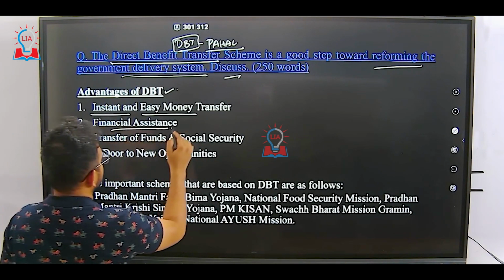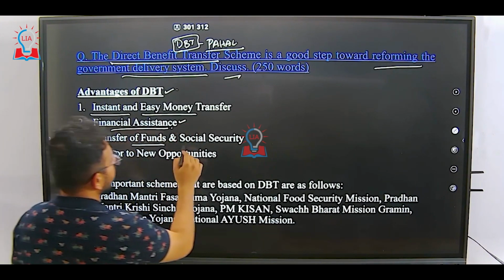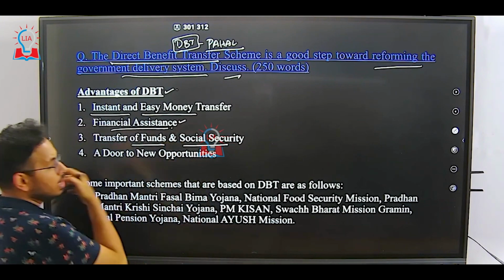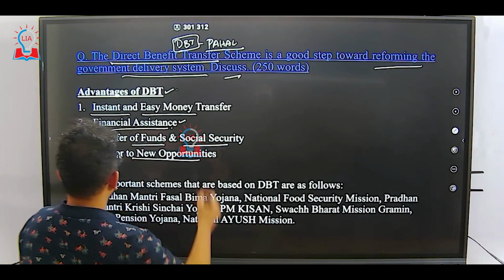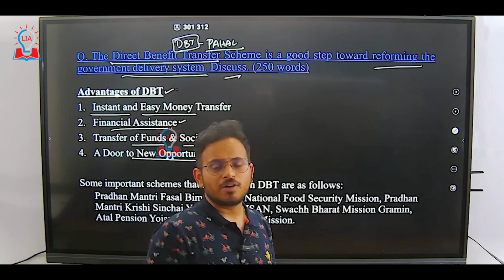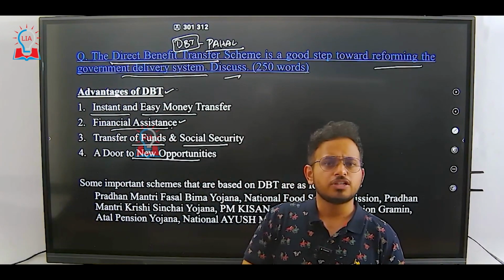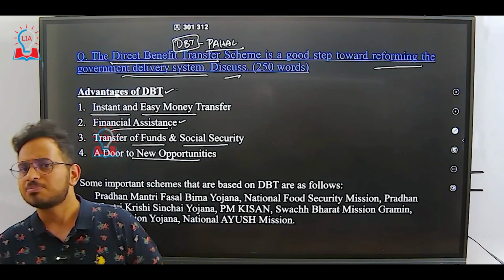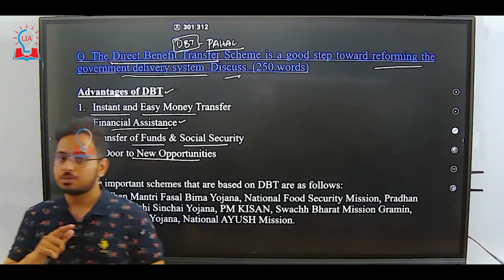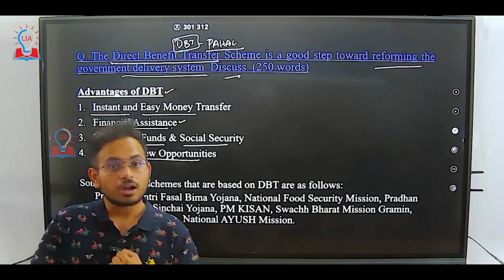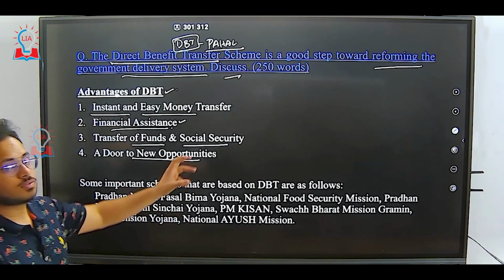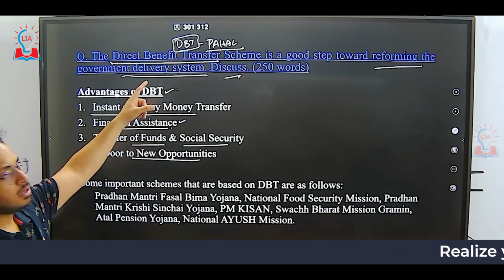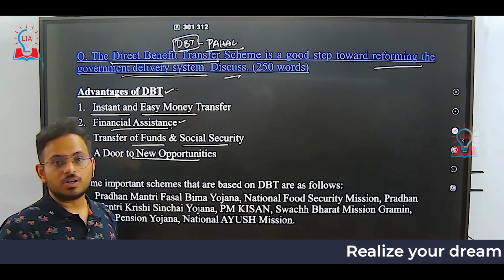Financial assistance. Transfer of funds and social security is very easy with DBT. A door to new opportunities. It is a very good initiative by the government. Now the government can transfer unemployment allowance, subsidies on food, and also subsidies on LPG. It can target the beneficiary, so rationalization of subsidies can easily take place. We have enabled the direct benefit transfer scheme.